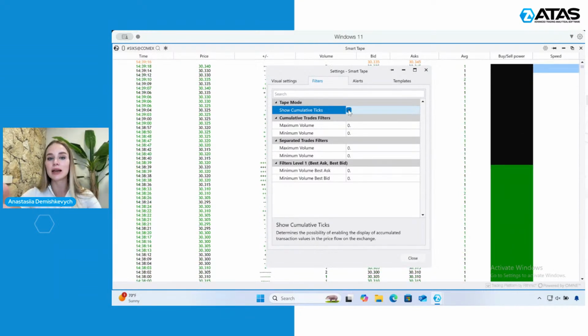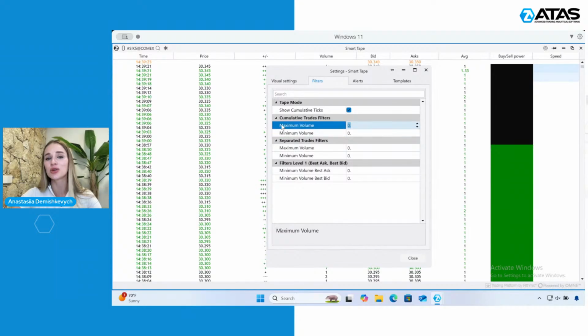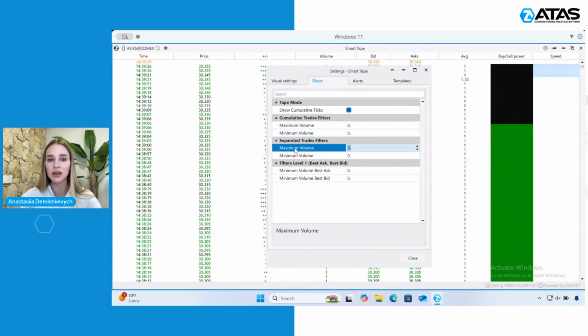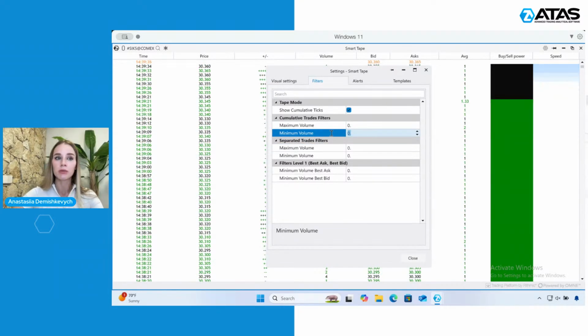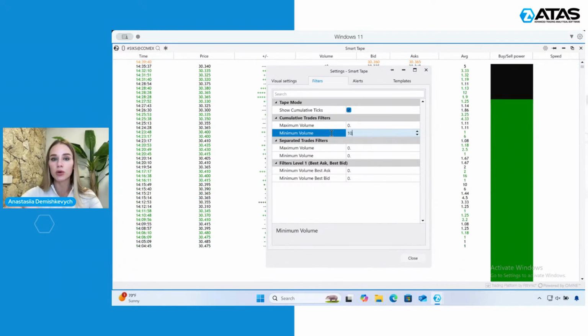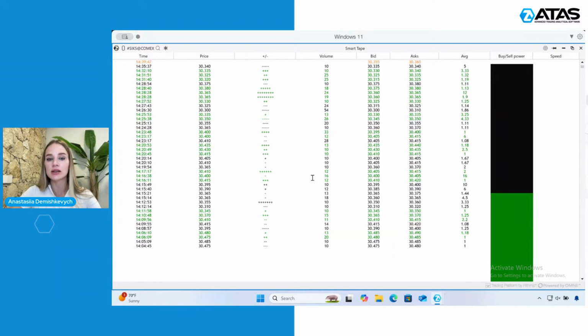So you can unclick, but I suggest clicking in the show cumulative ticks. And right here, you can also choose the minimal volume. I do not suggest using the maximum volume personally, because that's not the point. The same here, neither for cumulative or separate trade filters, but the minimal values actually can be quite useful, because right now we are looking at the smart tape of the silver futures. And if I put, for example, a minimal volume of 10 cumulative trades, then what we see is that it's going to bring the smart tape much down.